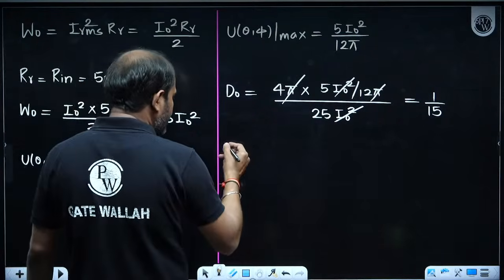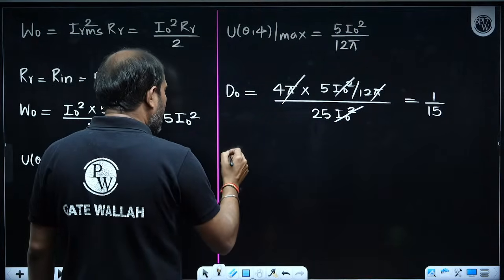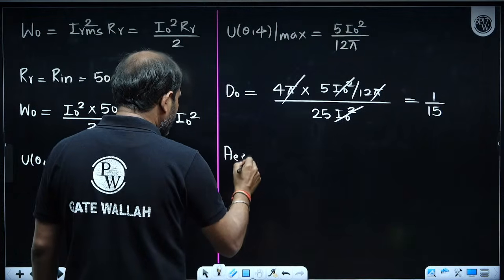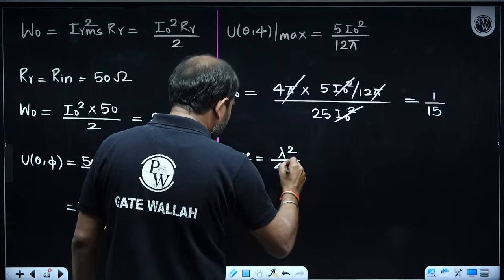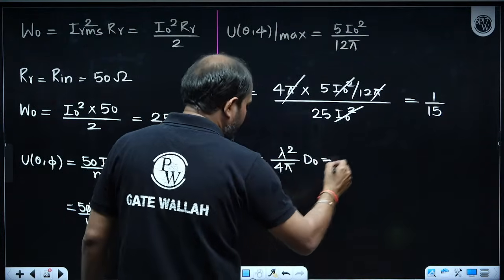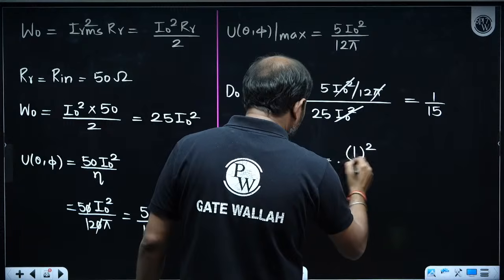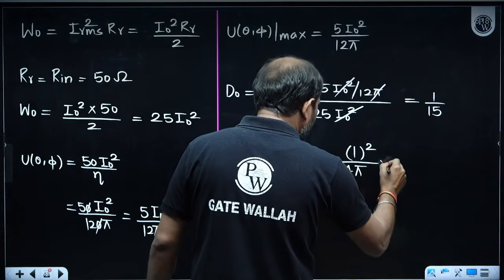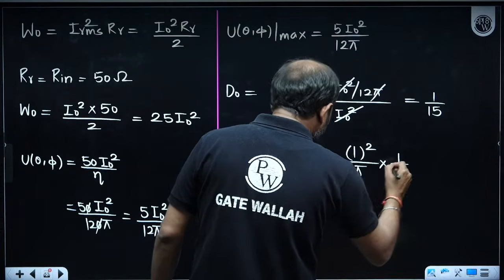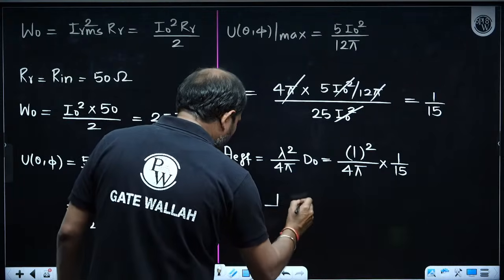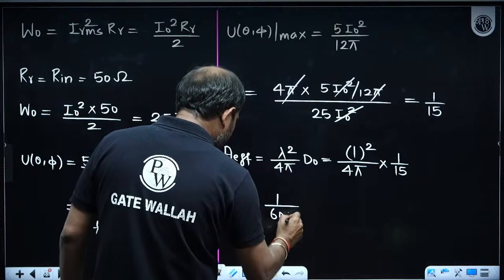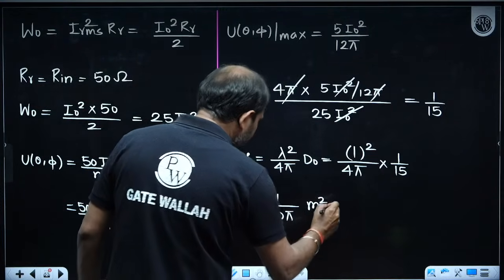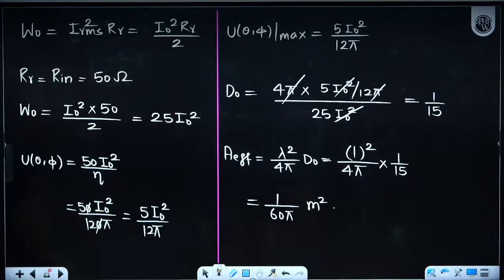Then we have effective aperture area, lambda square by 4 pi into directivity. Lambda is 4 pi and directivity is 1 by 15. You can calculate 60 pi meter square. So this is a very good question.